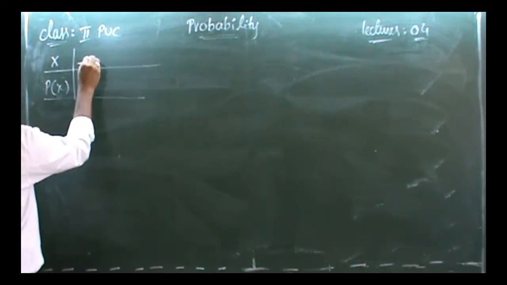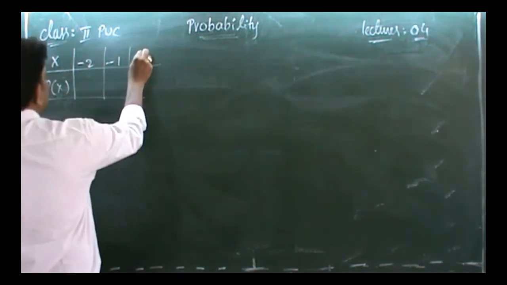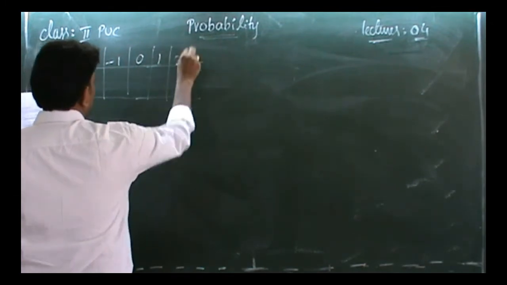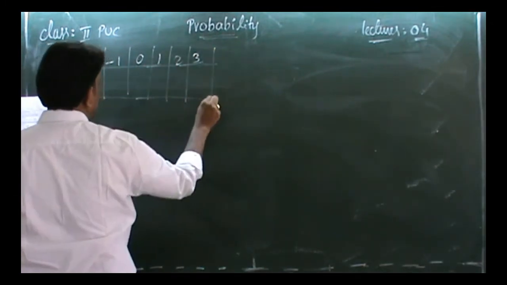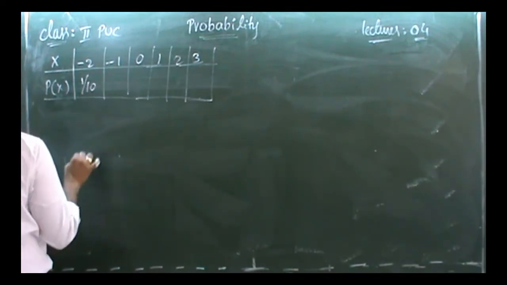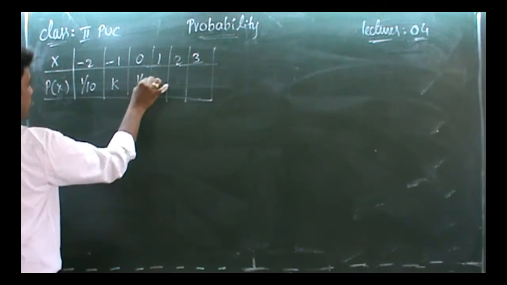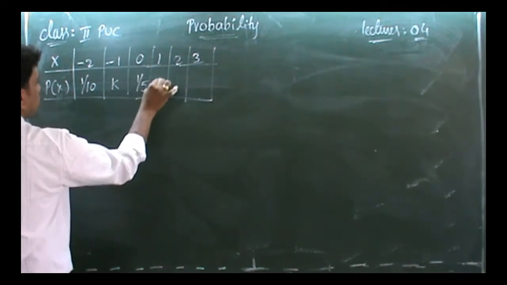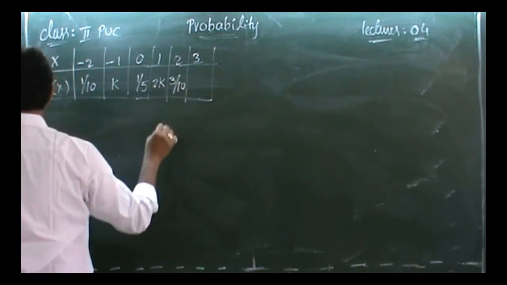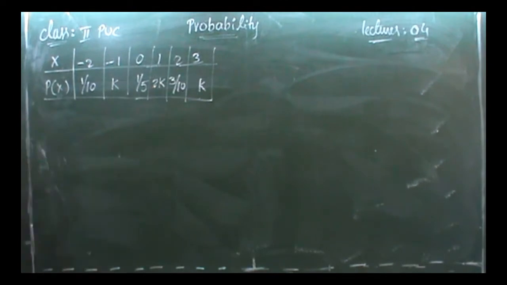The x values are minus 2, minus 1, 0, 1, next 2, next 3. So here the values of p of x are 1 by 10, next k, next 1 by 5, next 2k, mainly this is 3 by 10, and last one is k. He is asking then the value of k.